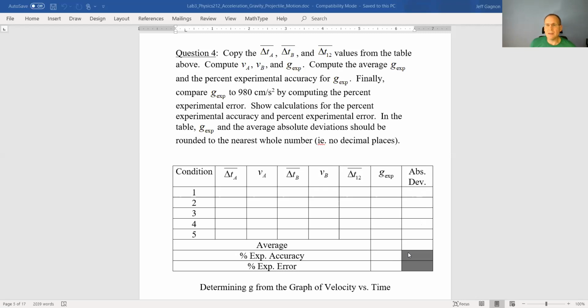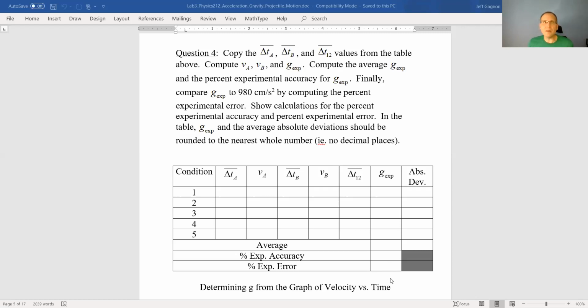And remember, accuracy is going to be the average absolute deviation divided by your average g times 100. That'll be the percent accuracy. And then finally, compare your value. So your experimental value is the average. Compare that to the gold standard of 980. So you're going to compare to 980, and that will give you the percent experimental error. So we'll compare them by computing a percent experimental error.